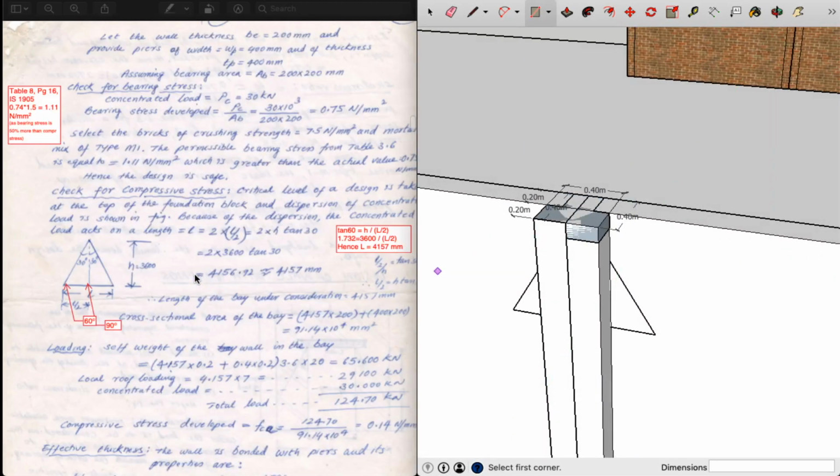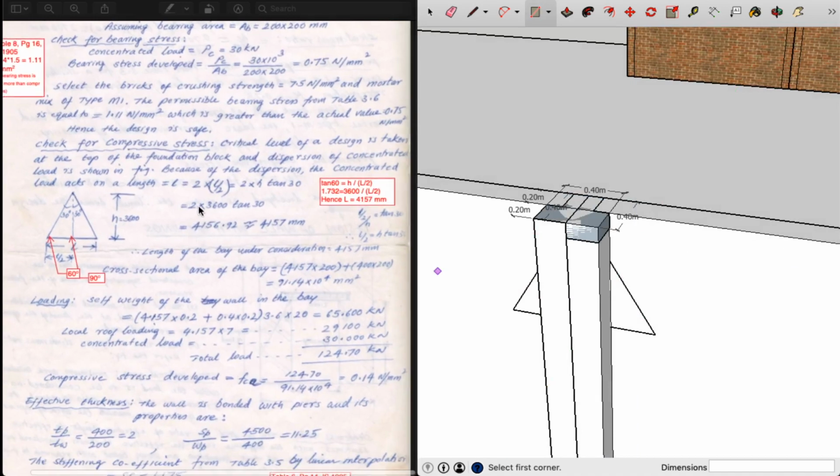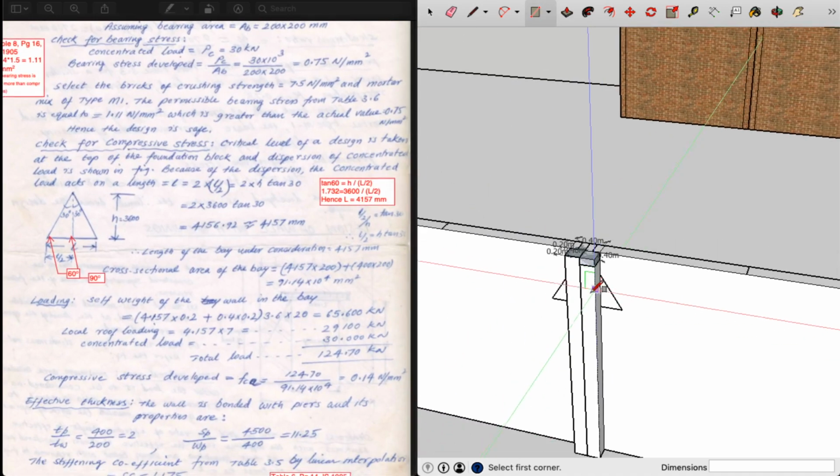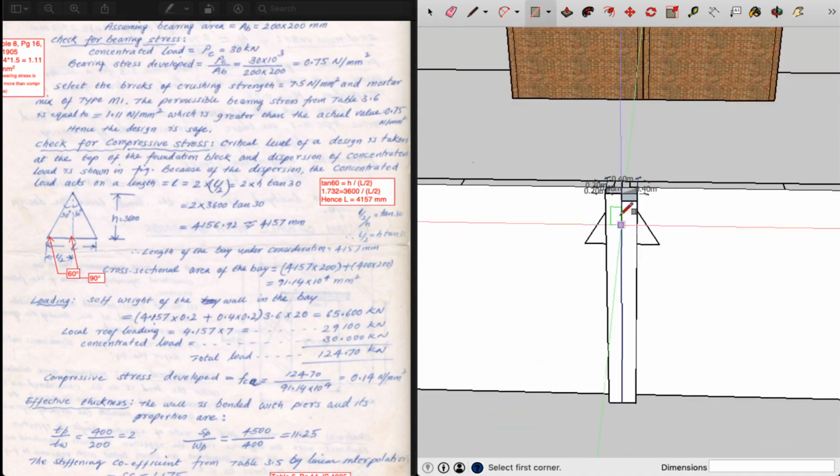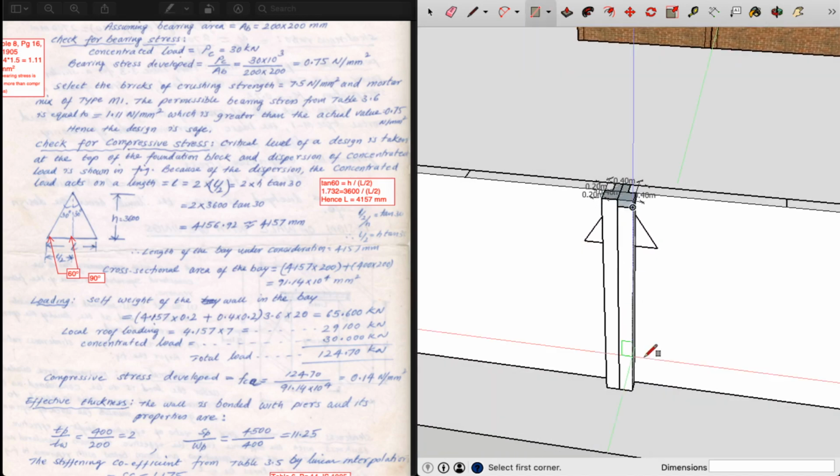Moving on, we need to check for the compressive stress. Now the compressive stress is more about the entire wall that is happening below that particular point. So this takes the entire cross section of the wall into consideration.